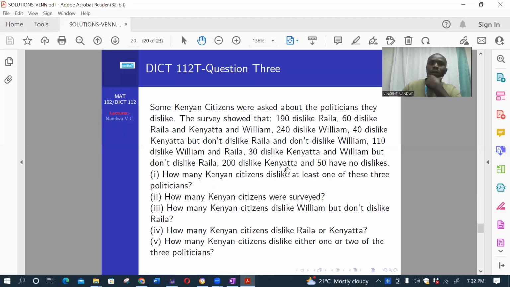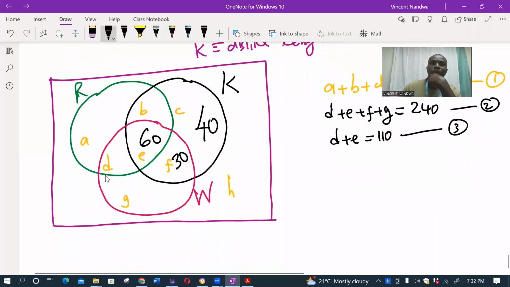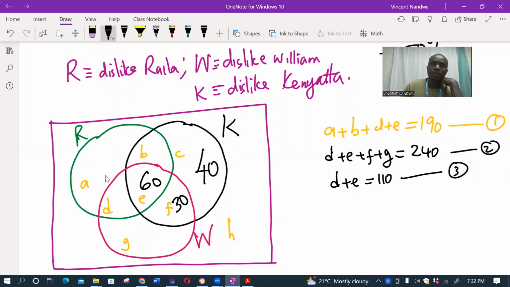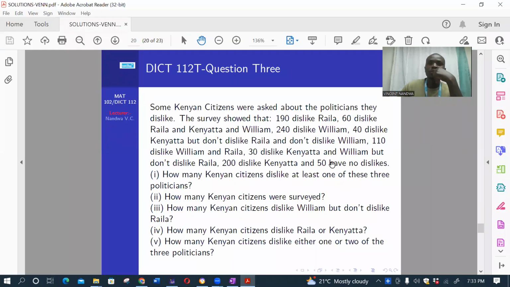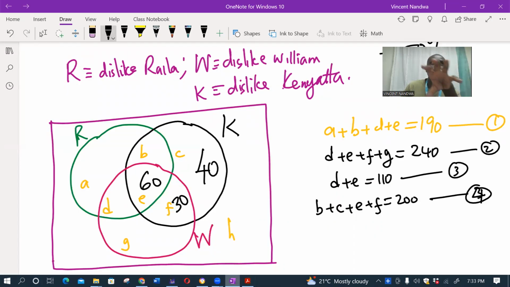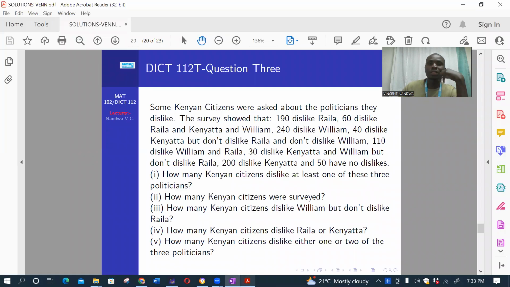And then 200 dislike Kenyatta. So Kenyatta is the black set. So B plus C plus E plus F is 200. Call this one 4. And then 50 have no dislike. So if you have no dislikes, according to our question, you should be outside. So 50 have no dislike.